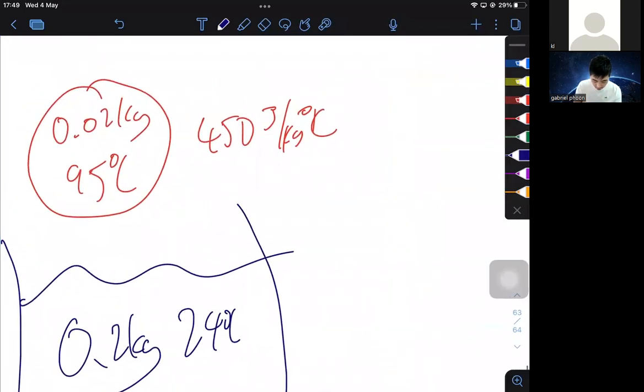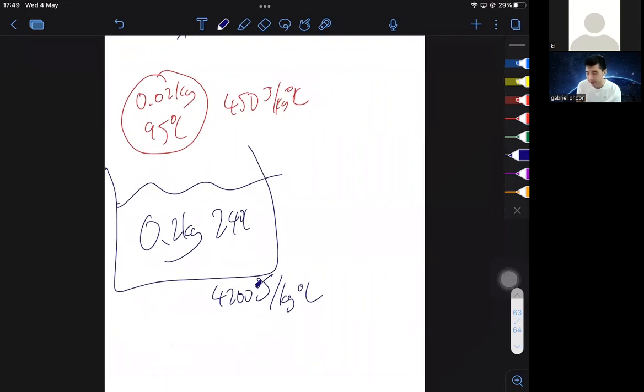Okay, and we know this part. If we look at this part here, we understand that obviously if I put a hot metal ball into water, the temperature of the metal ball is going to decrease and the temperature of the water is going to increase. This is what we call thermal equilibrium.